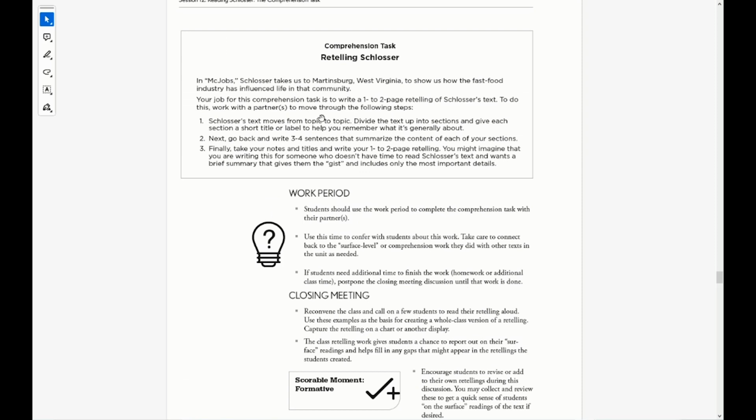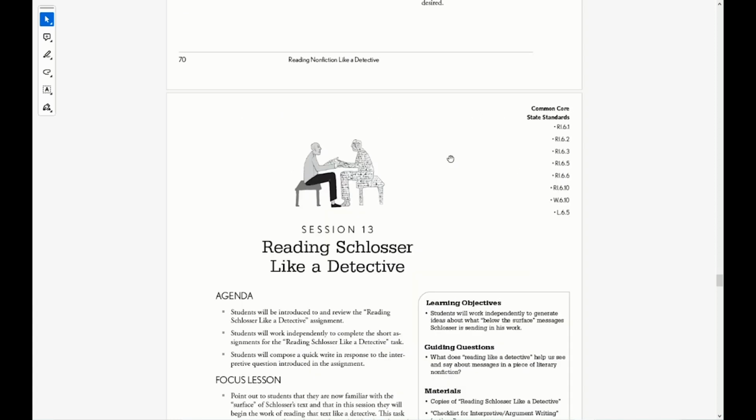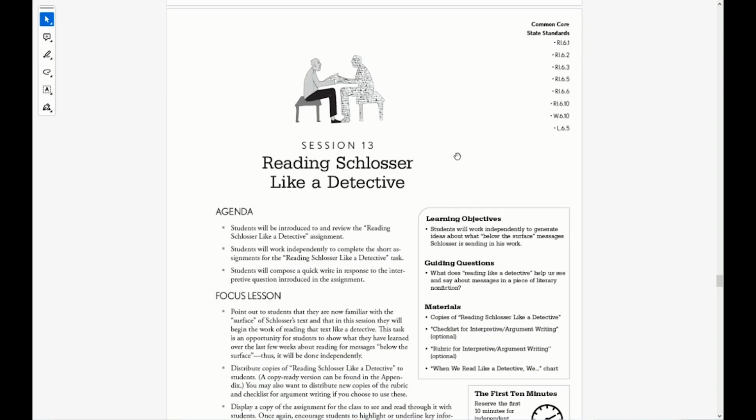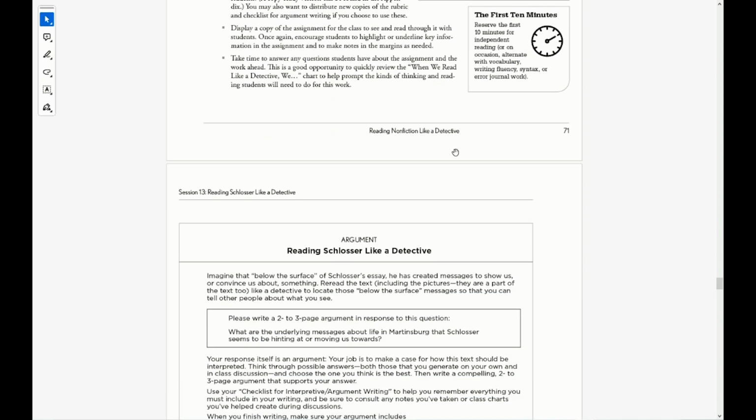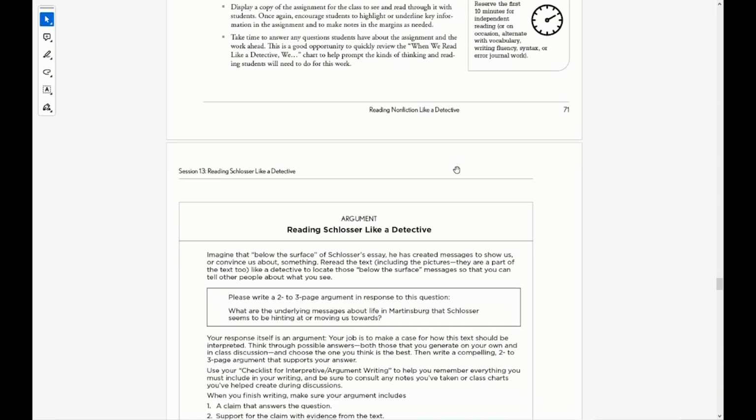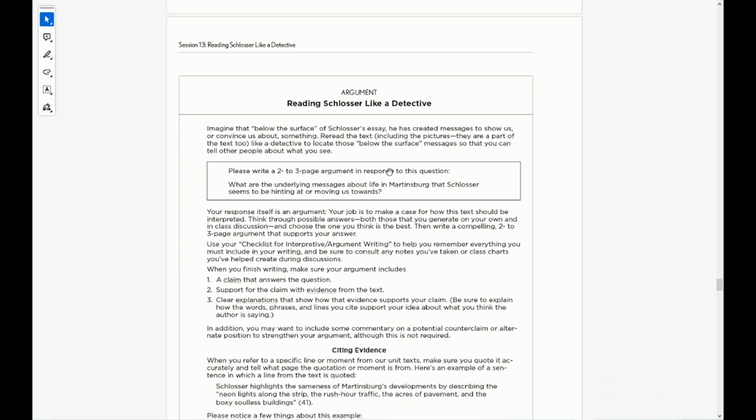And the comprehension work here involves chunking the text, breaking it down, summarizing each of those smaller chunks so that we can essentially read on the surface. We can kind of put together the basic gist of what's going on in this text. And once we've got that, that allows us to dig a little deeper. We can read Schlosser's work like a detective and think, what's going on beneath the surface of this text? And so just like we were reading for the messages in Kozol's text, students are going to write another paper about the underlying messages about life in Martinsburg that Schlosser seems to be hinting at or moving us toward as readers.